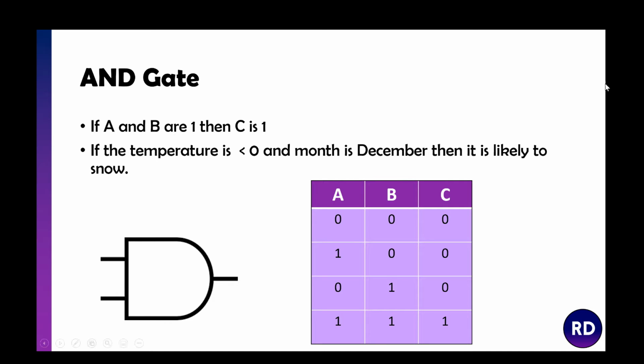First things first, we've got the AND gate. If input A is 1 and B is 1, then C, the output, is also 1. So it has to be both 1. If the temperature is less than 0 and the month is December, then it's likely to snow. Something along those lines. It's where 2 conditions must be true for the output to be true.